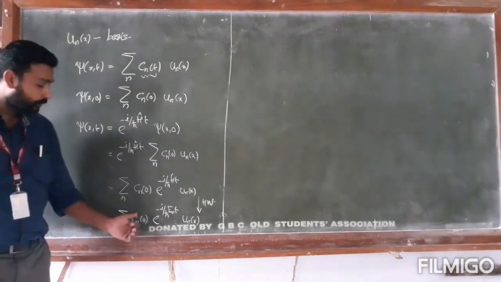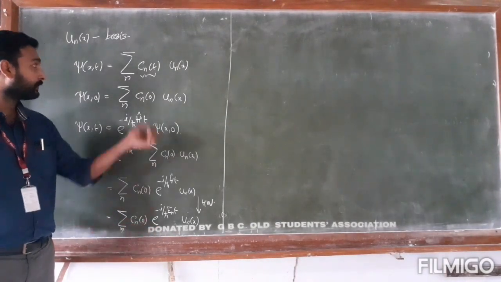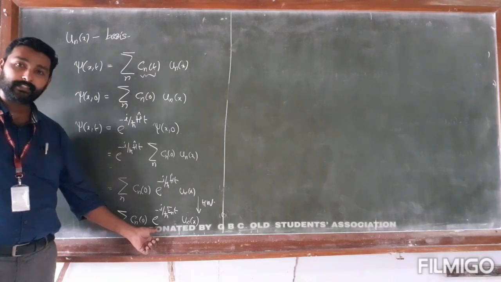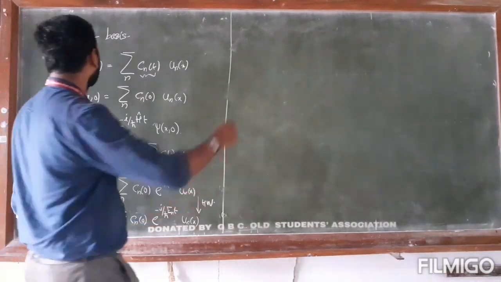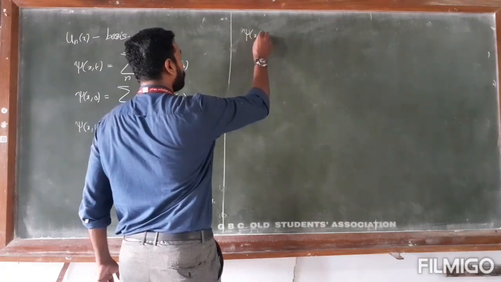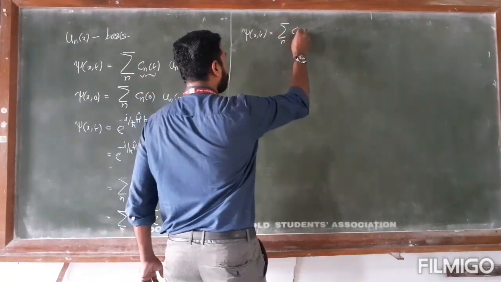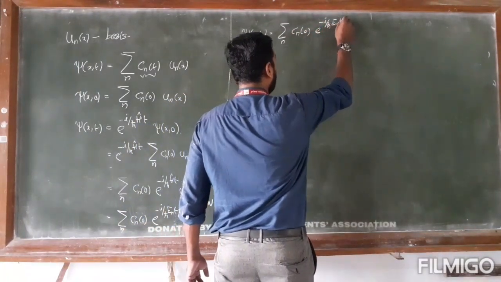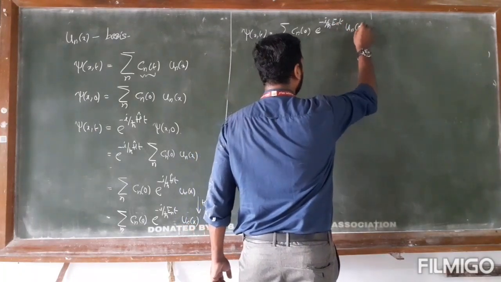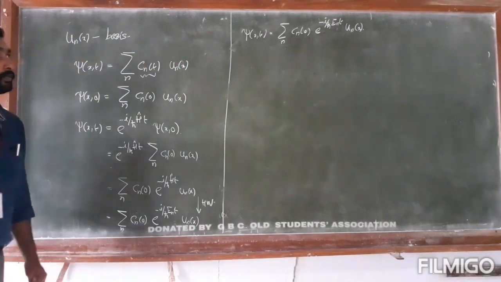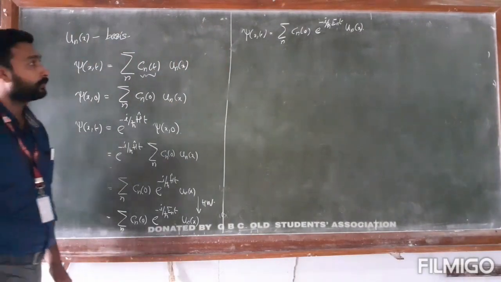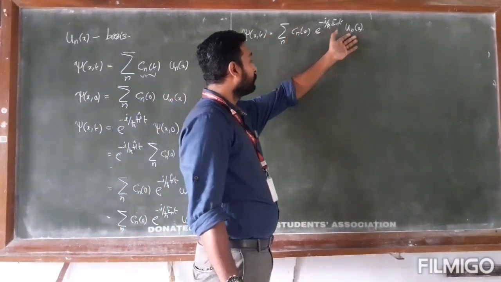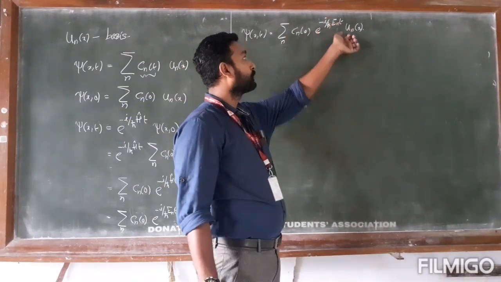Now, what is the advantage here? From this step, we found an explicit expression for Cn of t. That means my Cn of t is nothing but Cn of 0 e raised to minus i by h cross En t. Hence my psi of x, t I can write as sum over n Cn of 0 e raised to minus i by h cross En t un of x. So this is the time evolution for any wave function. If you write the wave function in terms of the energy eigenfunctions, then the time evolution comes through this phase factor.